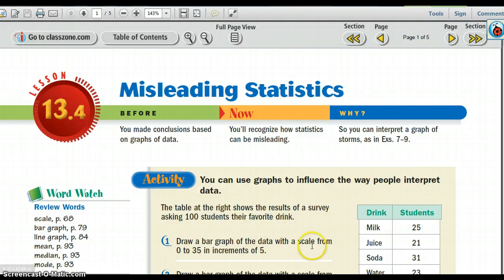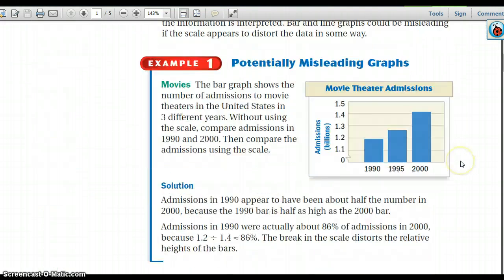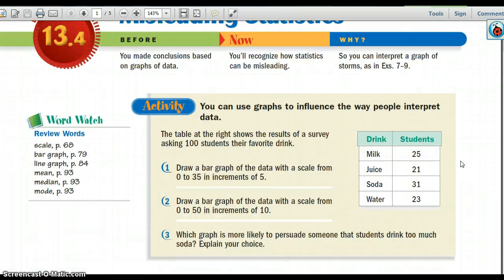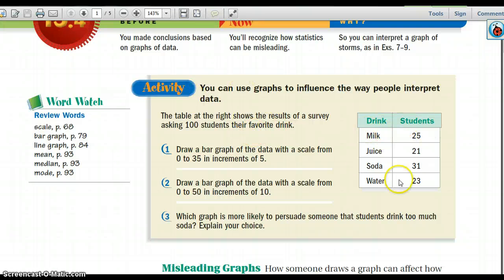Okay, for this lesson we're actually going to pull up information from the book, because there's a lot of graphs that use misleading statistics. Let's do the activity on this page, page 648, so if you do have your math book at home you can go there, but we're going to graph the data from this table.